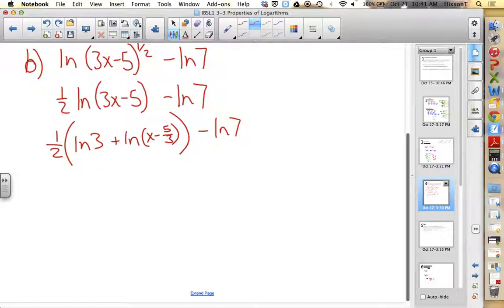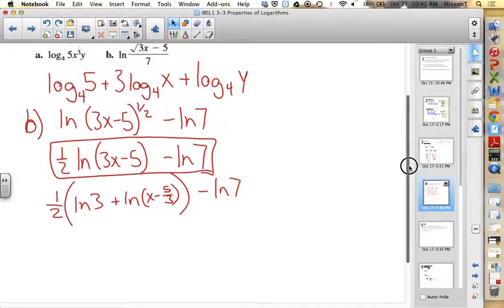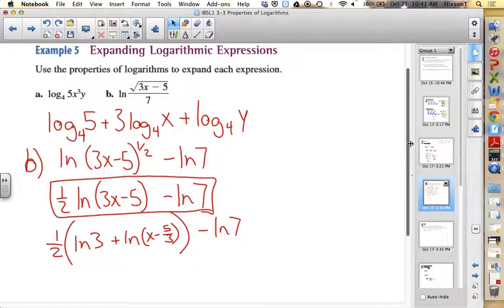But if you stopped here, that would be sufficient. So, look at part A. Part A, we've got the log base 4 of 5 plus 3 times the log base 4 of x, and notice the exponent there came out in front, plus the log base 4 of y.